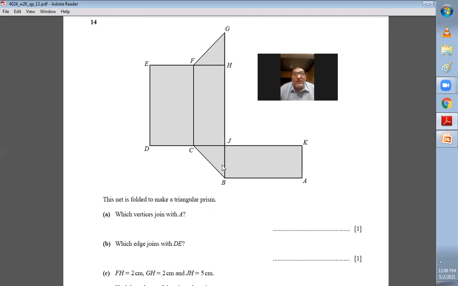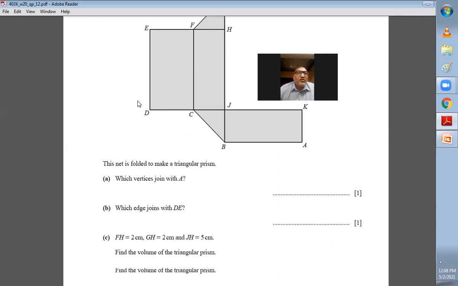When I fold this, this will go up. This will also come up. This K will come and touch the H. So this A will be touching the G. And from here, when this is folded and comes like this, so E. So vertex A will be in contact with the G and the E. So you have to use your imagination also. The next question is, which edge joins E? You see DE. When I fold it like this, DE will be in touch with the BA.